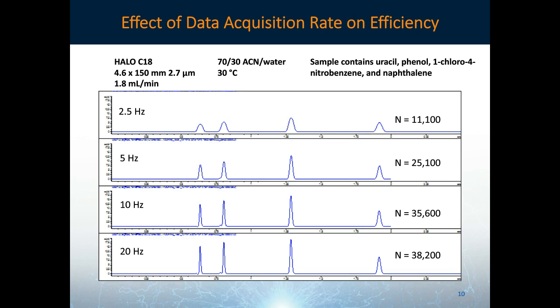So we start out with sort of broad-looking peaks at 2.5 Hz and plates of 11,100. Just by doubling the data acquisition rate to 5 Hz gives a huge increase in plates, and you can see they go up more than double to 25,100.